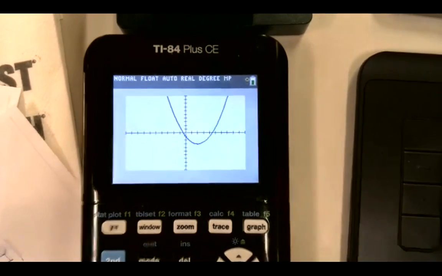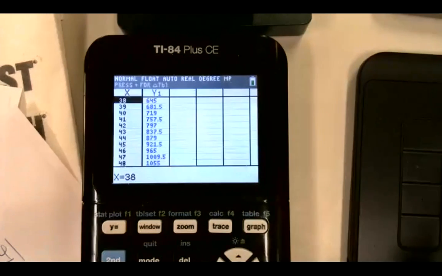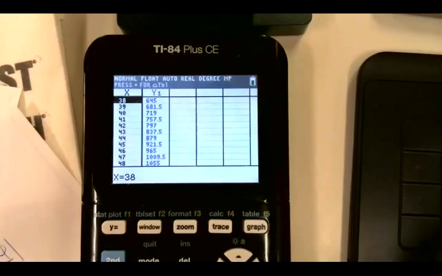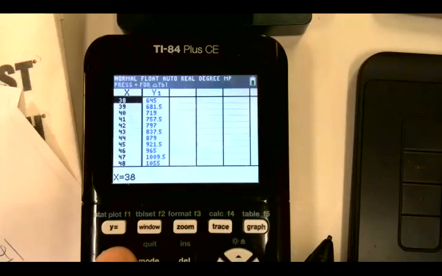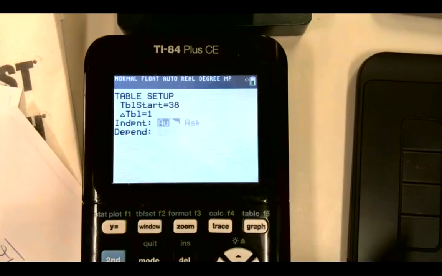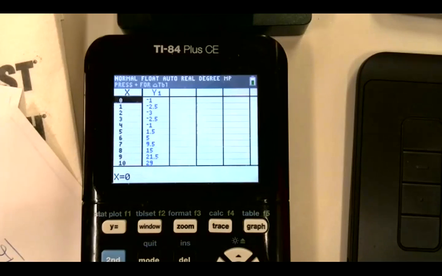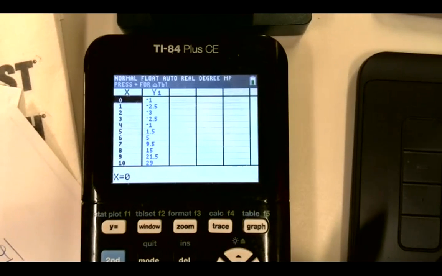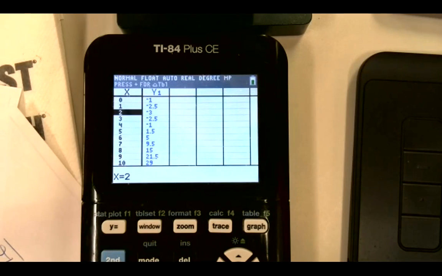Now, if you want to know even more, well, guess what? Hit second graph, and that's your table. So I'll teach you all about this on your calculator, but I don't want my table to start there. I want it to be back at 0. So hit second table set, table starts at 0. There you go. And there's your points, how you know what to do.